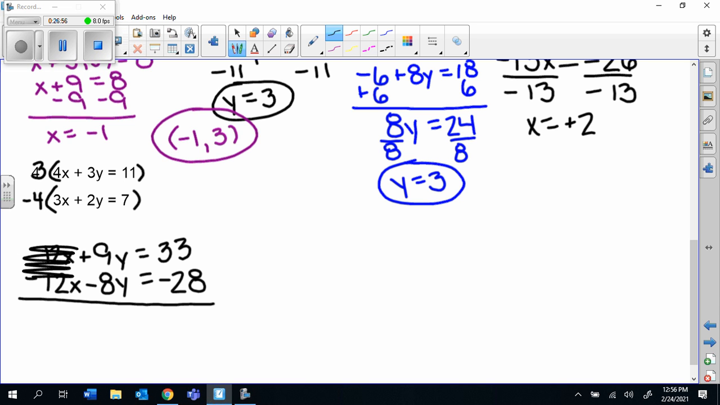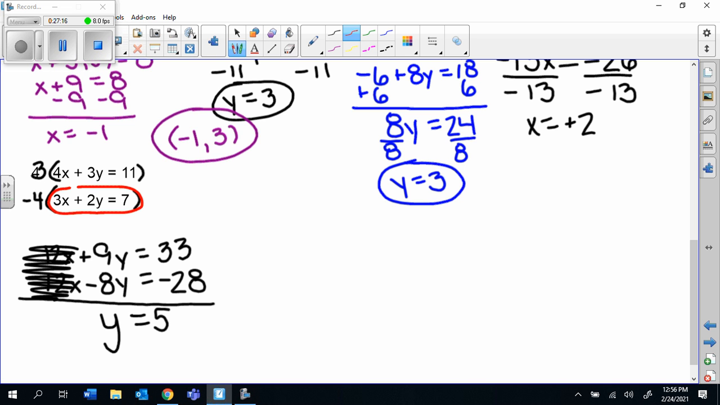So bye-bye x's. 9y minus 8y. Look at that. You don't even need to divide here because that's just y. 33 minus 28 is 5. So we're done. One step and done. All right, where are we going to put the 5? We want to use one of these original equations.